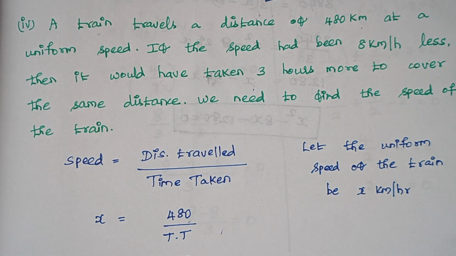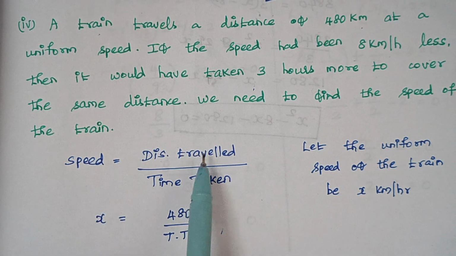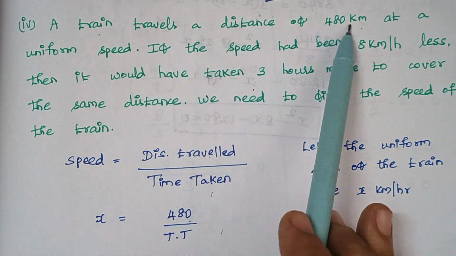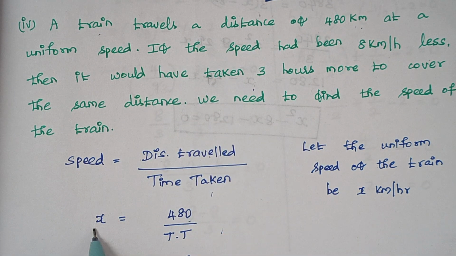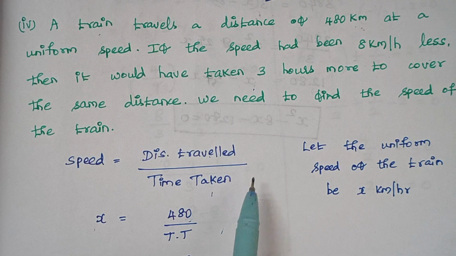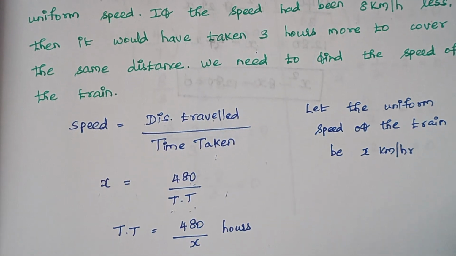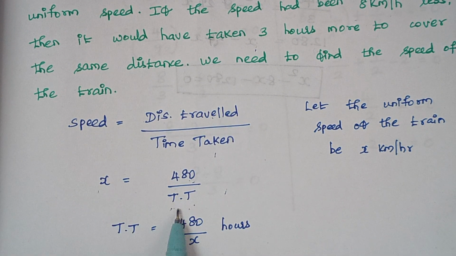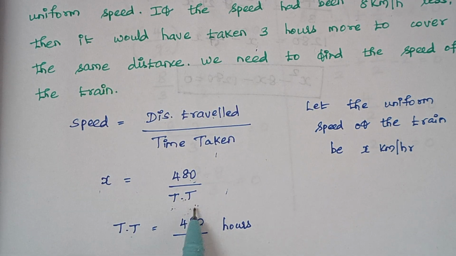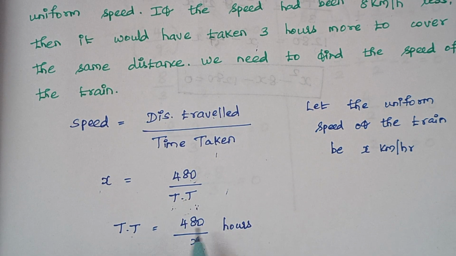So, we start with the basic physics formula. Here, speed is equal to distance traveled divided by time taken. So, initially, you see, no speed is given. So, let the speed be x and the distance traveled is 480. Therefore, x is equal to 480 divided by the time taken, which we don't know, so let it be t. So, now we are rearranging. Time taken is equal to 480 by x. This term goes this side and we are moving this x to the right hand side. So, time taken is 480 by x hours, right.